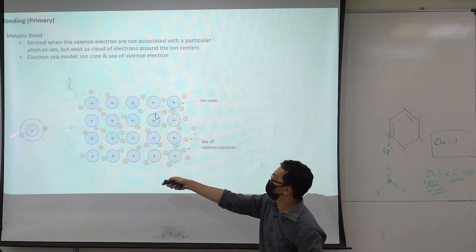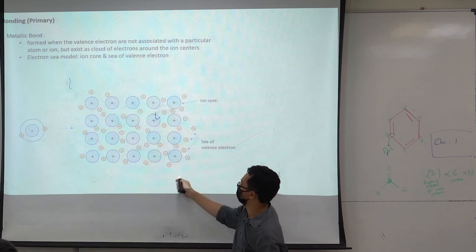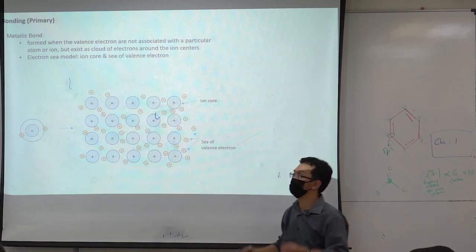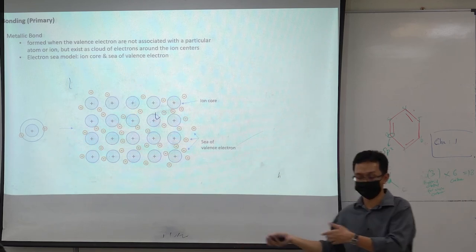And then 20 times 2, you have 40. So if you calculate it out, 1, 2, 3, 4, 5, 6, until you get 40. So that's important, the magnitude. Because if not, your metal is not neutral. It becomes electrostatic, whatever the thing.